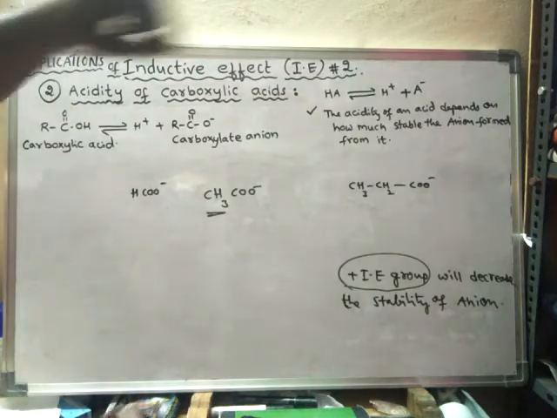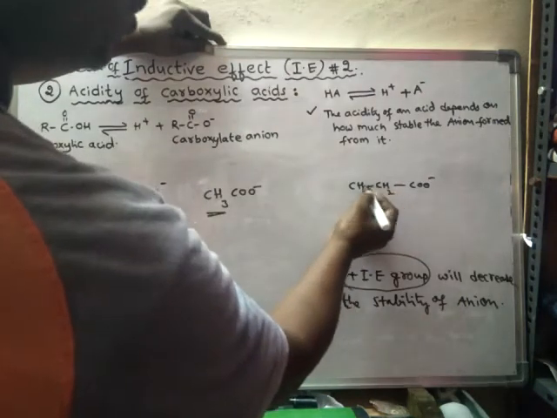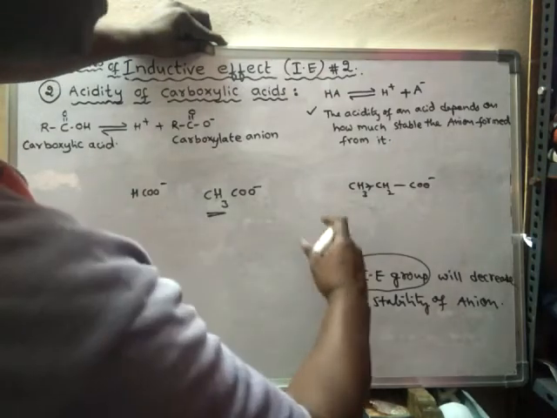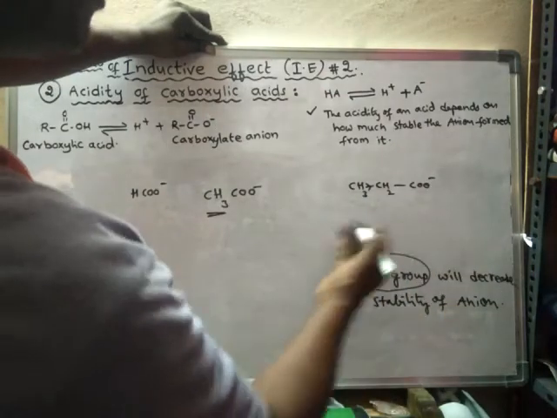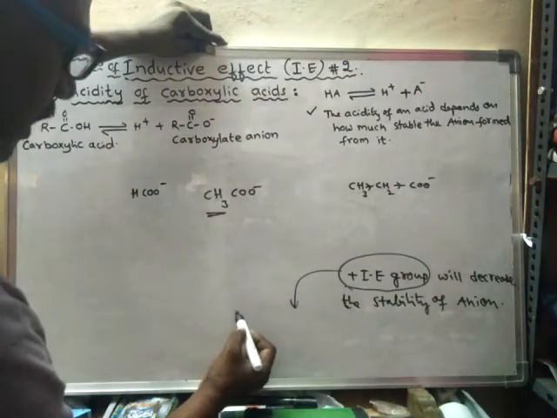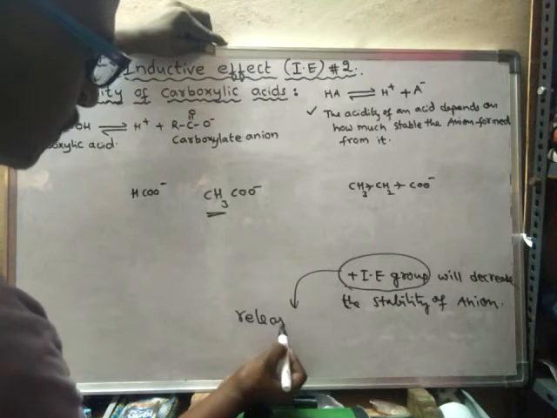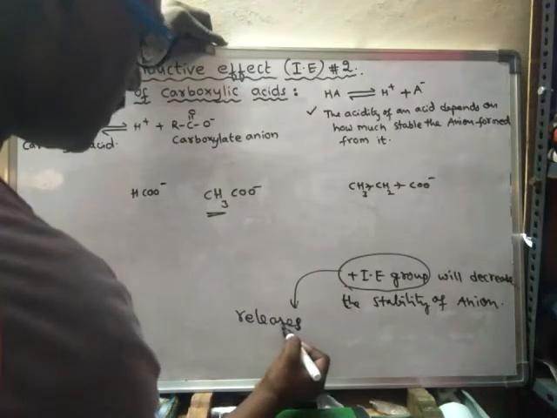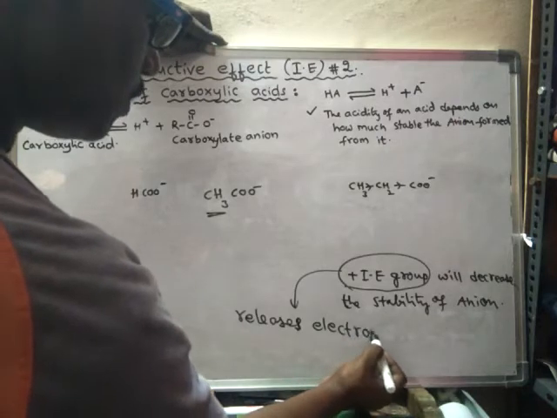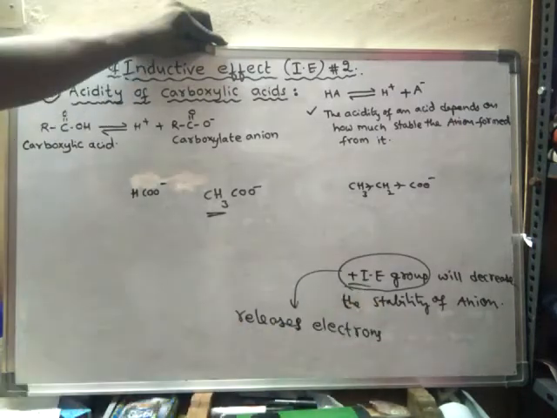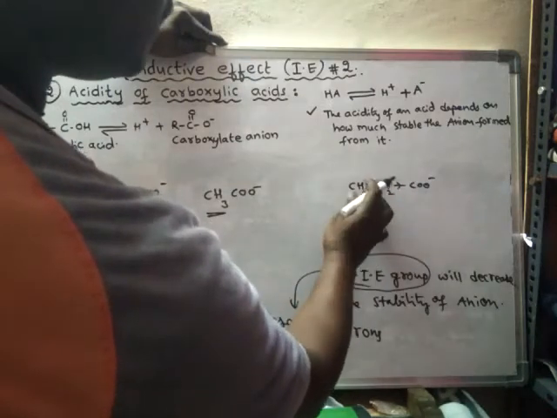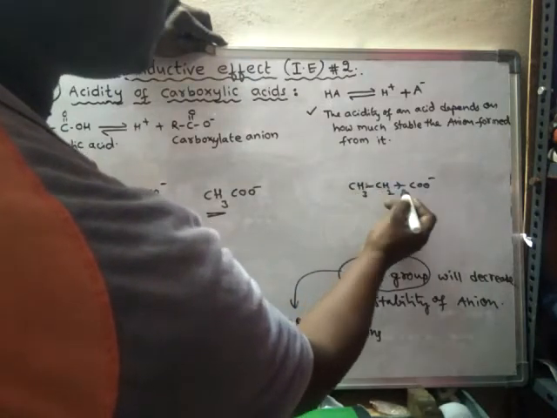A plus I effect group always donates electrons. Always they will give electrons, or else they release electrons. Plus I effect group always releases electrons. So that means the ethyl group, this is the ethyl group, will release the electrons.